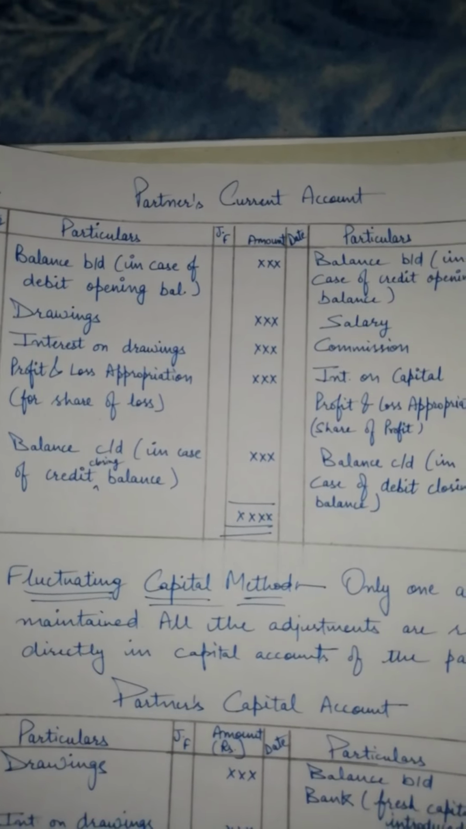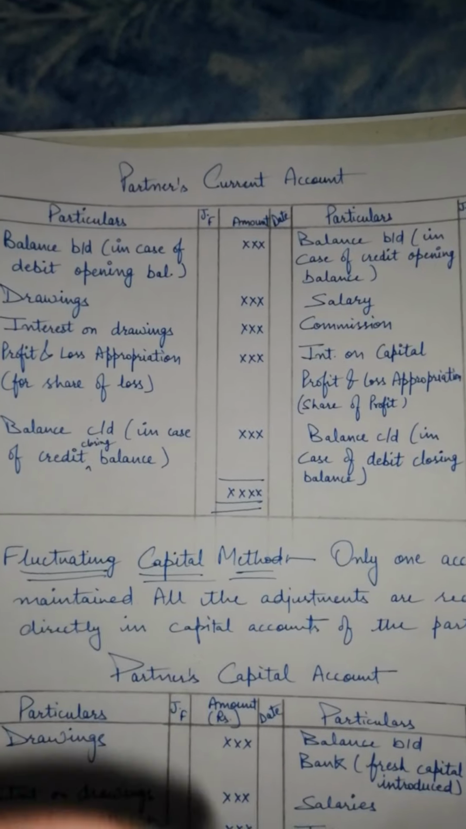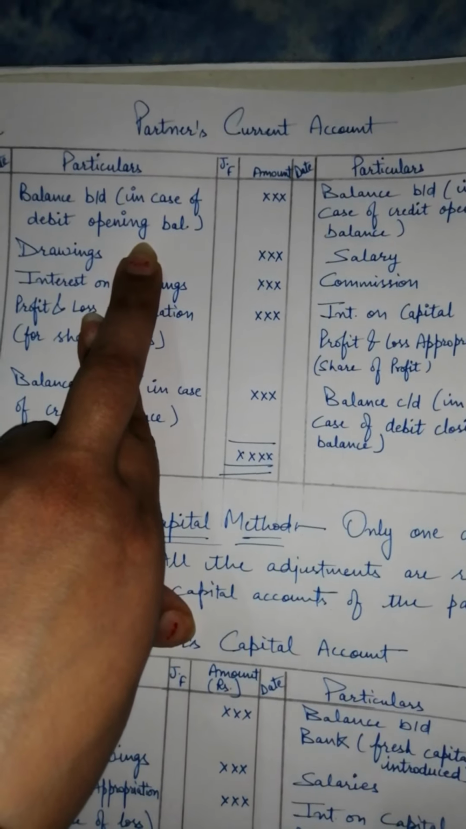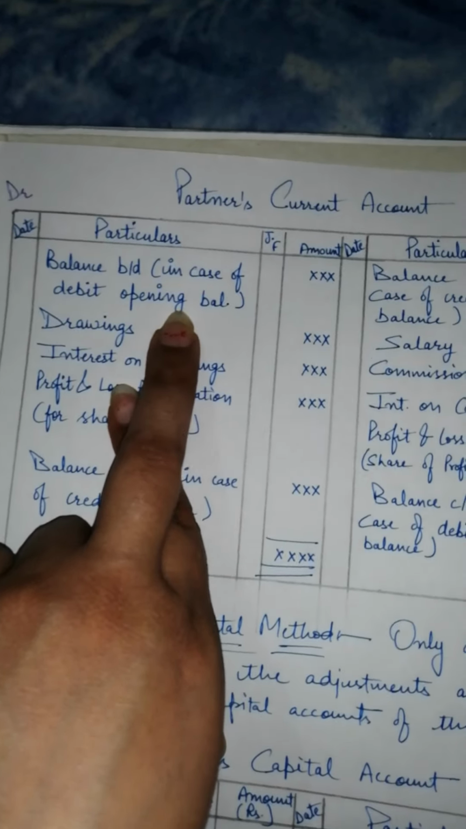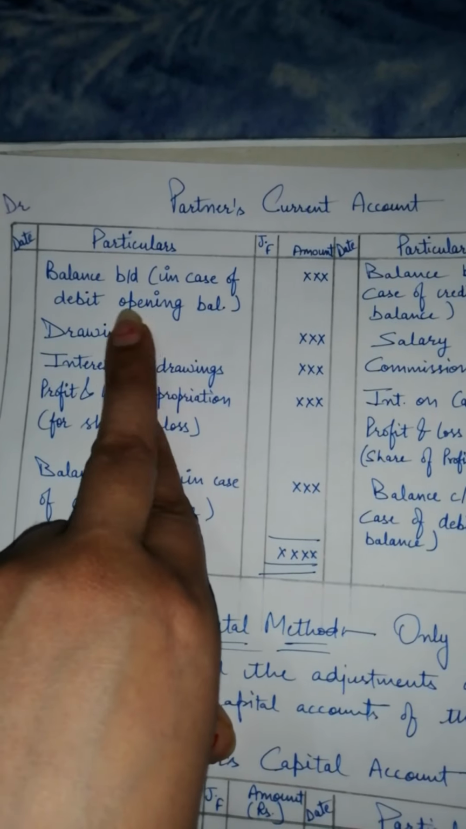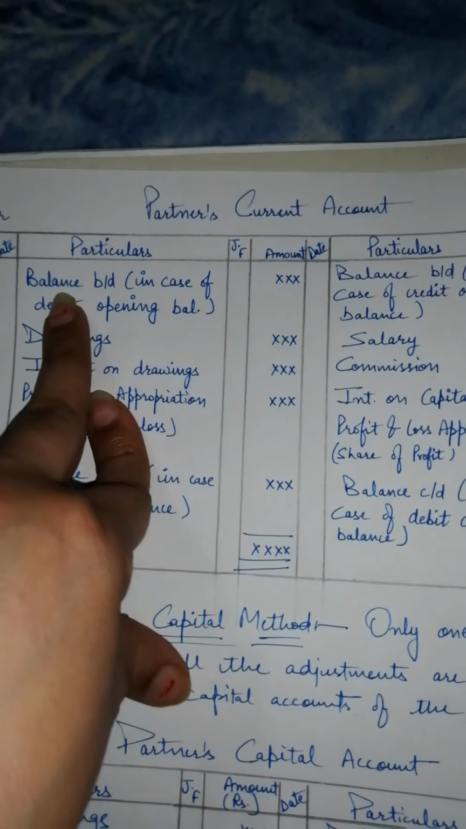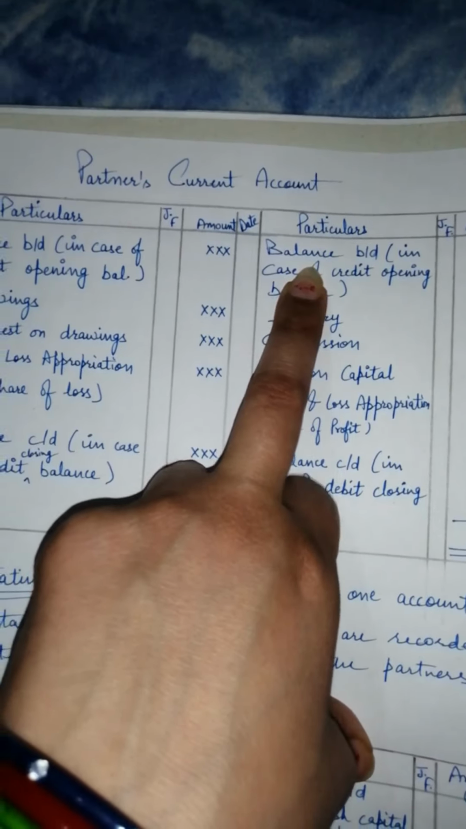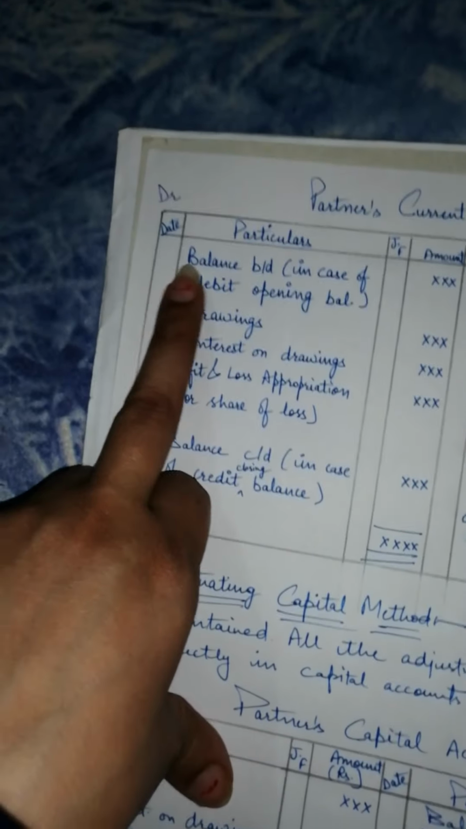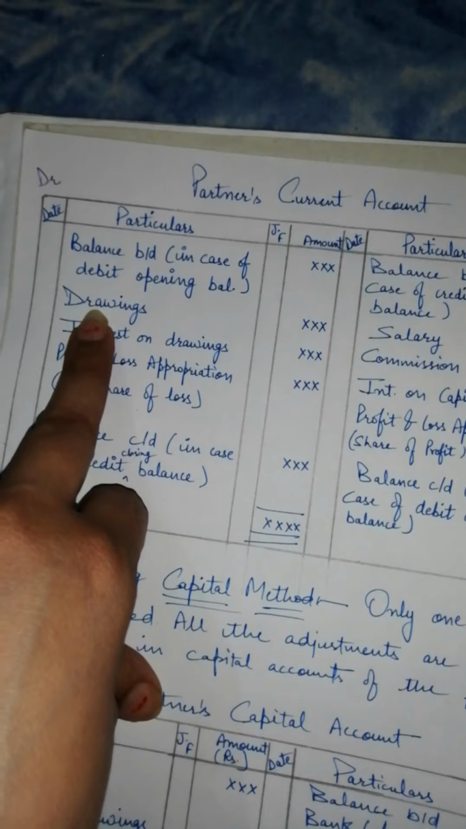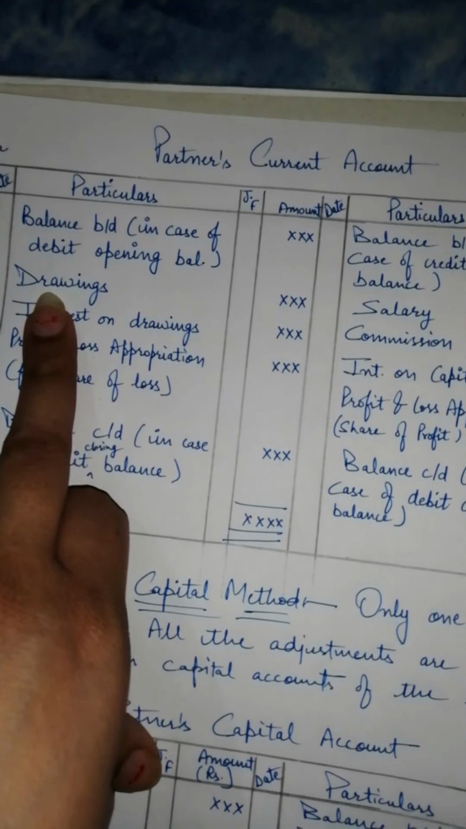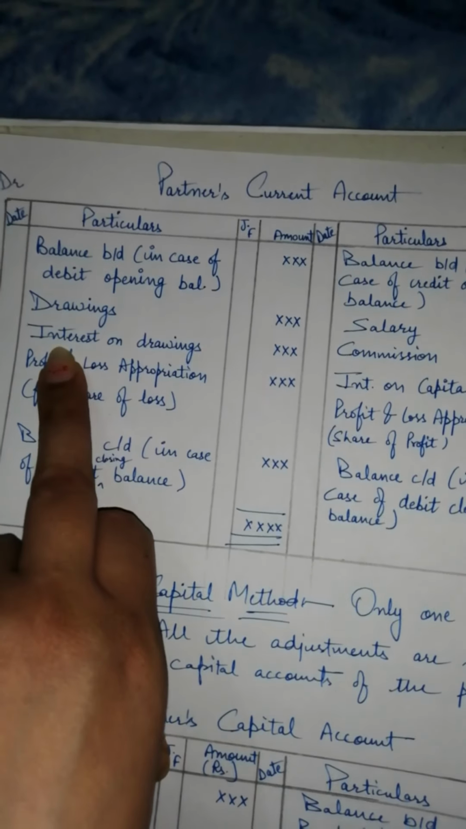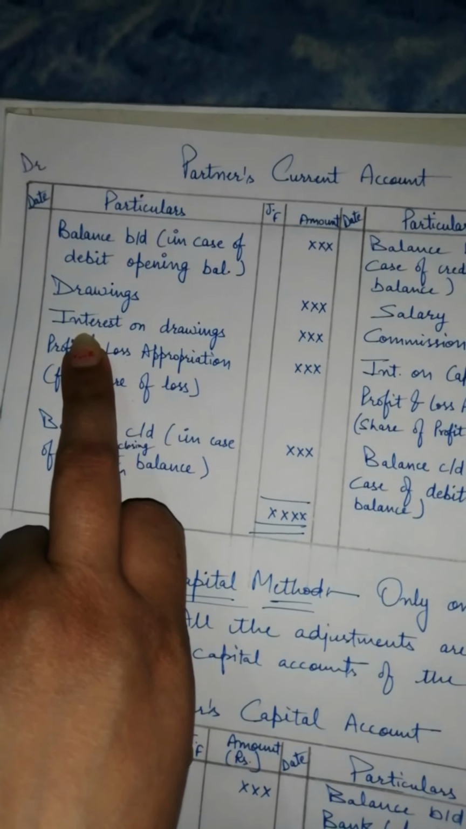Now the partners' current account. I am showing the pro forma. Balance b/d: if there is a debit opening balance, we will show it here. If there is a credit opening balance, we will show it here on the credit side. This is the credit side, this is the debit side. Drawings, if there is any drawing made by any partner, we will show it here. If there is any interest on drawings, we will show it here.